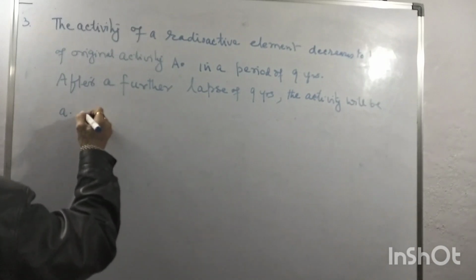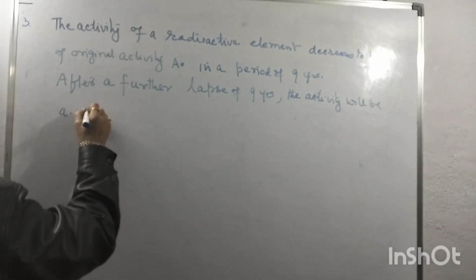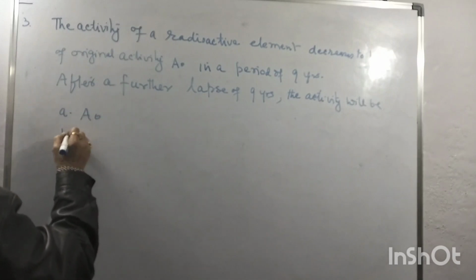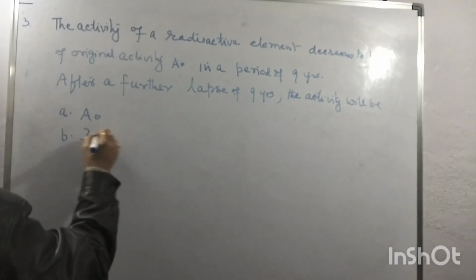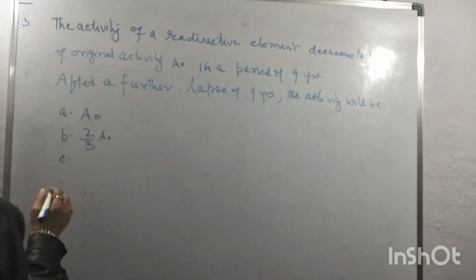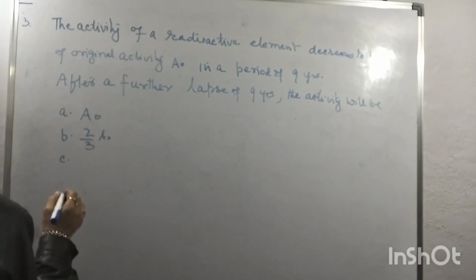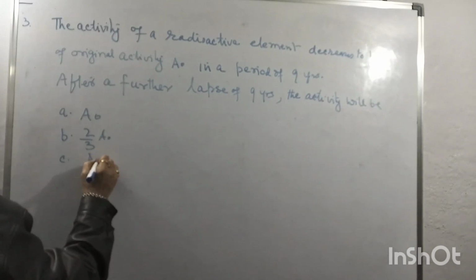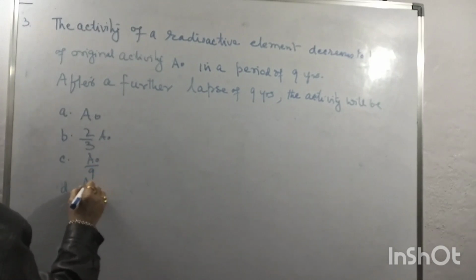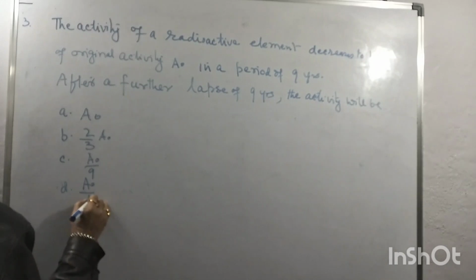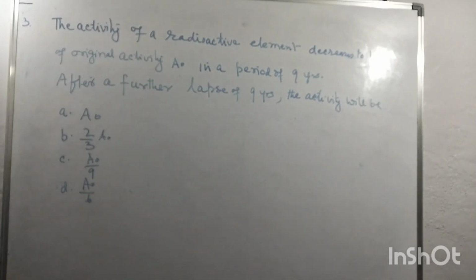The answers are: A is A naught, B is 2/3 A naught, C is A naught by 9, and D is A naught by 6. What will be the correct answer? How to get it? In 9 years, it becomes 1/3.